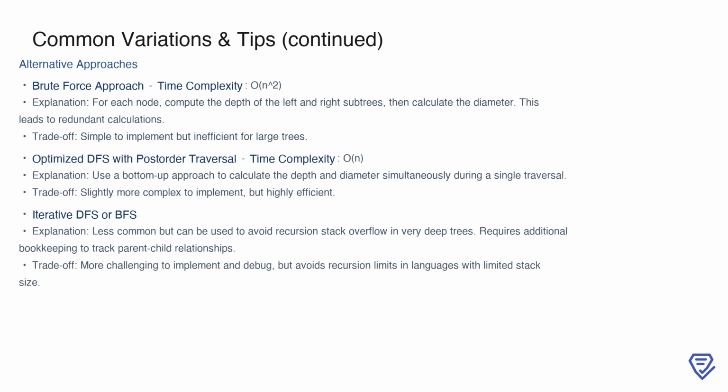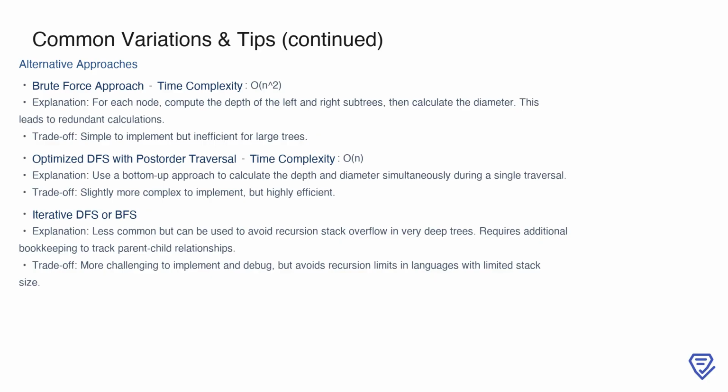A more efficient alternative is the optimized DFS with post-order traversal. This bottom-up approach calculates both the depth and diameter simultaneously during a single traversal, achieving a time complexity of n. Although slightly more complex to implement, it's highly efficient and avoids unnecessary computations.